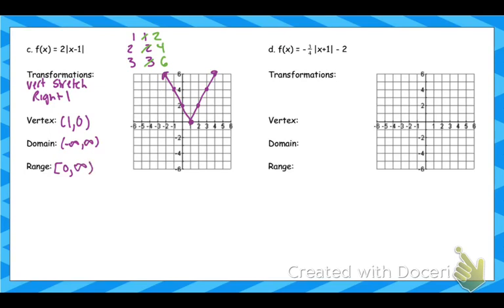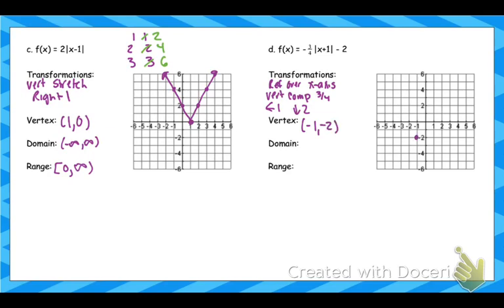All right, let's try this next one. So we'll start by listing transformations. So this graph has been reflected over the x-axis. All right. This graph has been vertically compressed by 3/4. It's gone left 1 and down 2. So my vertex is going to be at -1, -2.